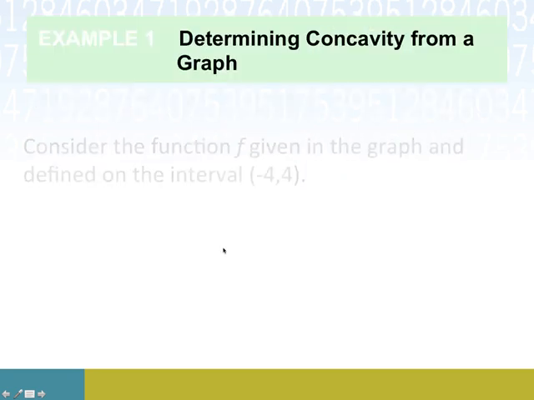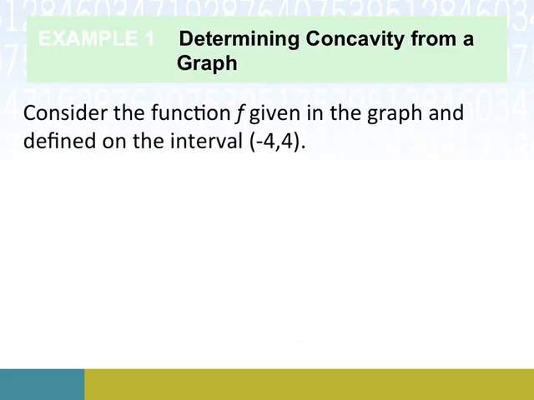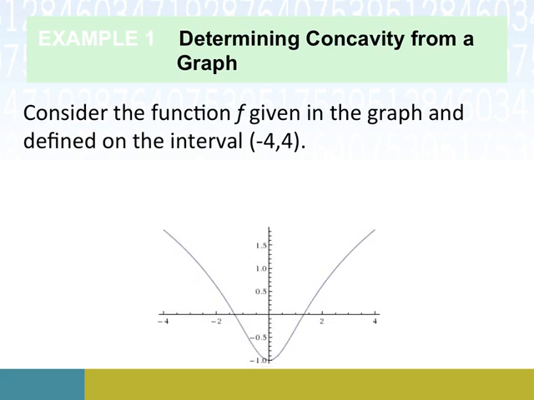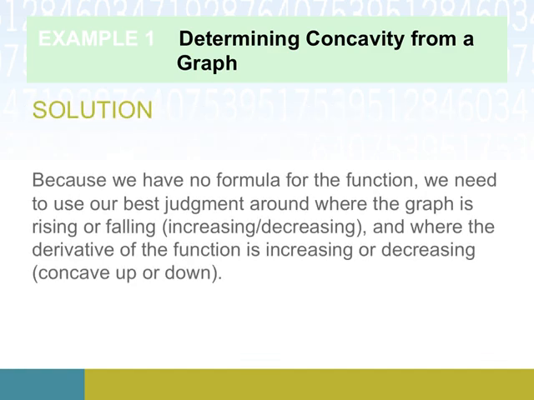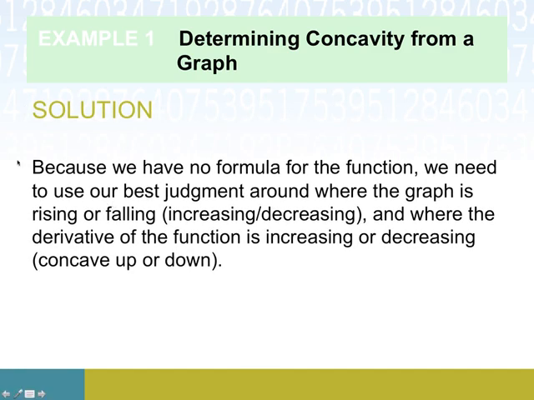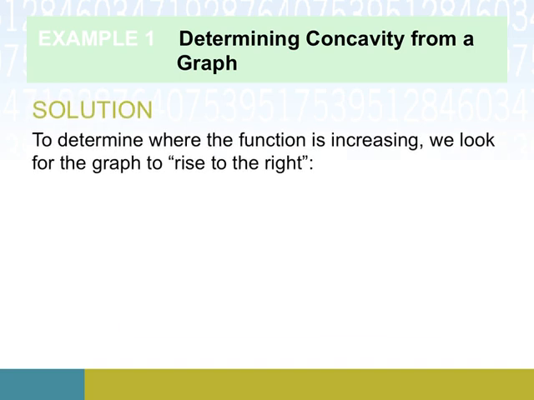Let's try this out from a picture to begin with, rather than jumping into a function. So here's our graph. This is all we've got. We don't have a formula for it. And our job is to approximate intervals of increasing, decreasing, concave up, concave down. Just a reminder, we're guesstimating from this picture because we don't actually have a formula. That's the advantage of calculus in general: when we can compute derivatives, we can figure out the exact intervals where things are headed up, headed down, or curved up or curved down.